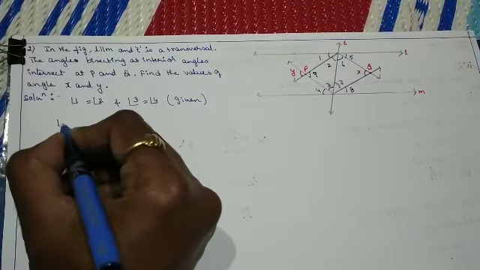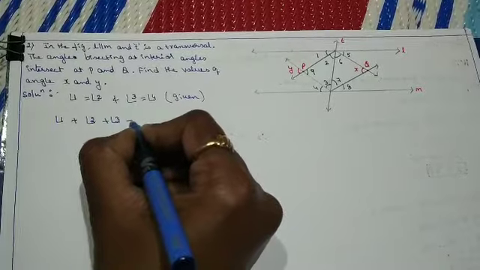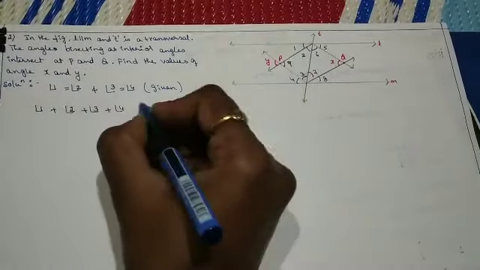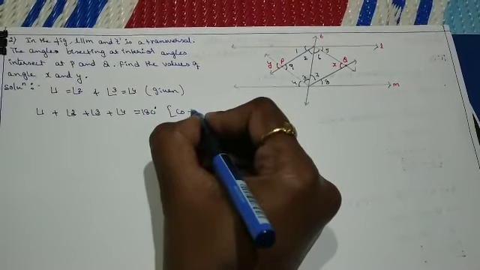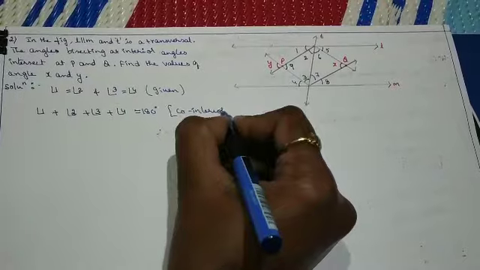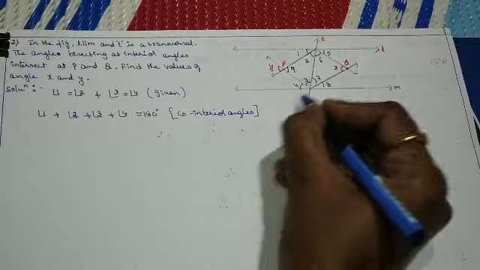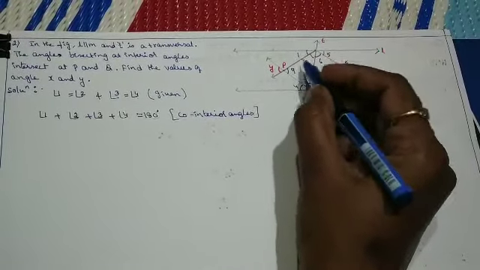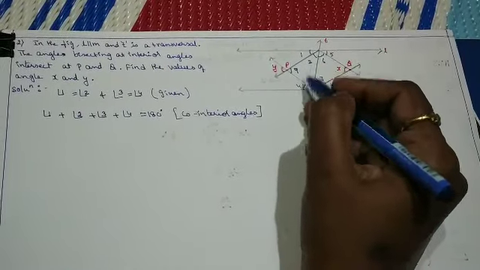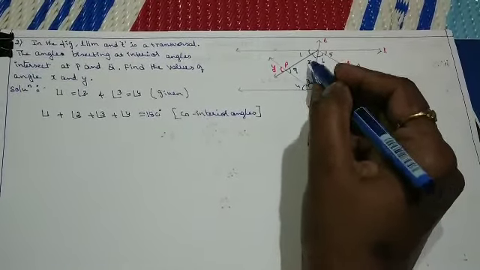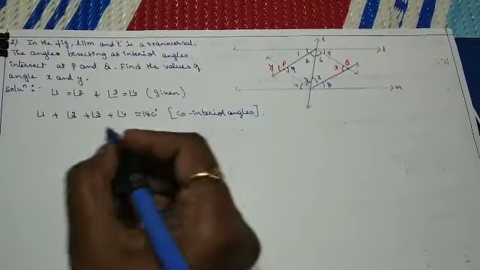Then angle 1 plus angle 2 plus angle 3 plus angle 4 equal to 180 degree. Reason co-interior angles, or you can write the reason angles standing on the same side of transversal, that is interior angles standing on the same side of transversal are supplementary to each other. That is third property of parallel lines.